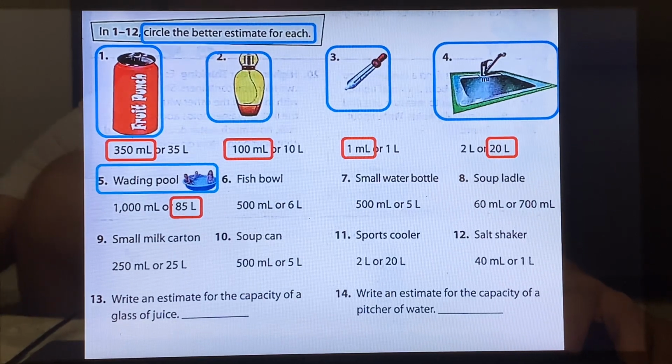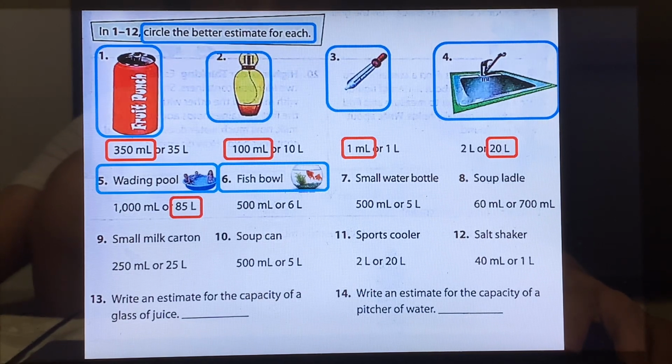Number 6, a fish bowl. Which is a better estimate? 500 milliliters or 6 liters? 6 liters. Did you get it right?